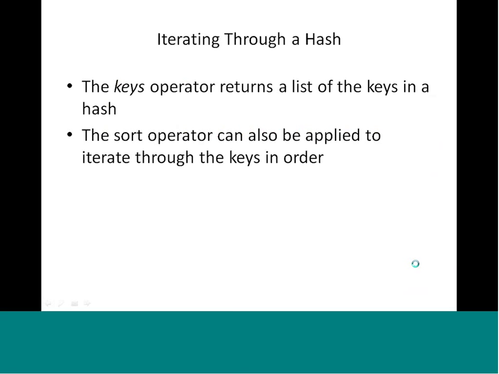Now we want to iterate through the hash. There are two functions to do this. The first one is the keys operator, which will iterate through all the keys. The other one we will learn a little bit later. Then the sort operator is another one which can also be applied to iterate through the keys in order. So let us see how we can use it.